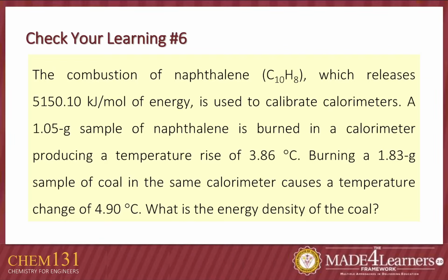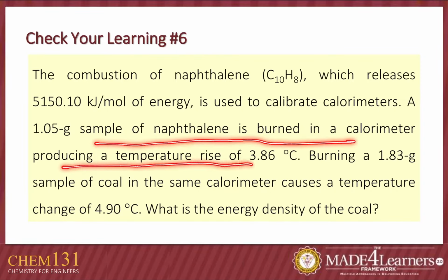So the substance we will be dealing with now is naphthalene. The problem is the combustion of naphthalene with the formula C10H8, which releases 5,150 kilojoules per mole of energy, is used to calibrate calorimeters. A 1.05 gram sample of naphthalene is burned in a calorimeter, producing a temperature rise of 3.86 degrees Celsius.